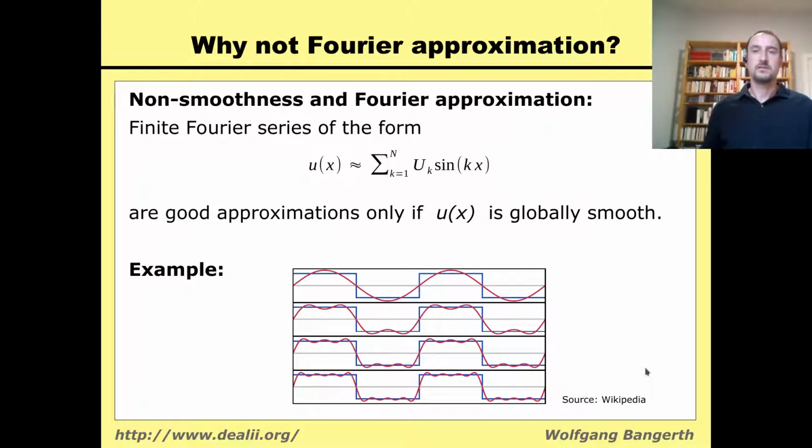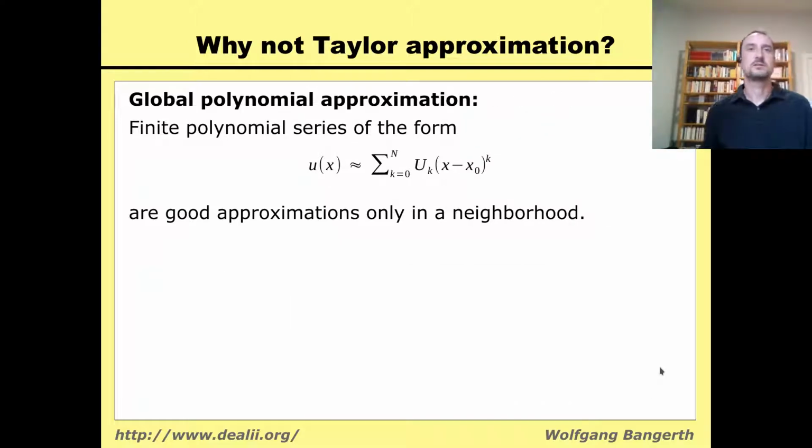So if Fourier doesn't work, maybe Taylor works. So you could say, okay, I'm going to represent my function u of x as a sum of Taylor terms: u0 times 1 plus u1 times (x minus x naught) plus u2 times (x minus x naught) squared, and so on and so forth. So we know, again, I can do a Taylor expansion around the point x naught, for example.